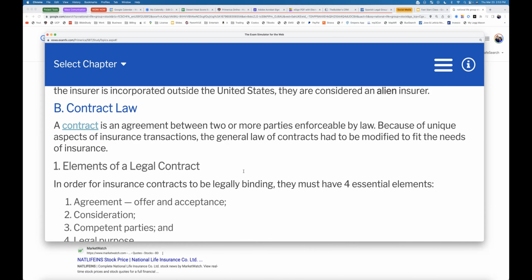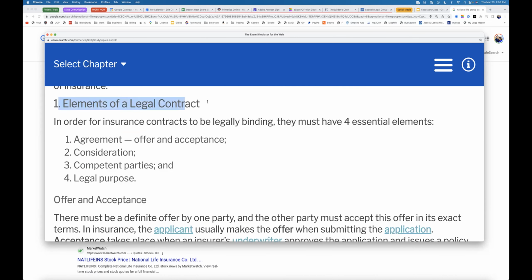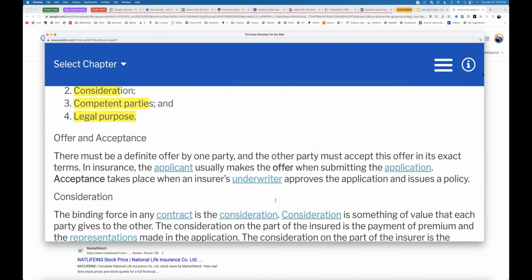Here it is, the elements of a legal contract. Remember: legal purpose, competent parties, consideration, agreement, offer, and acceptance.